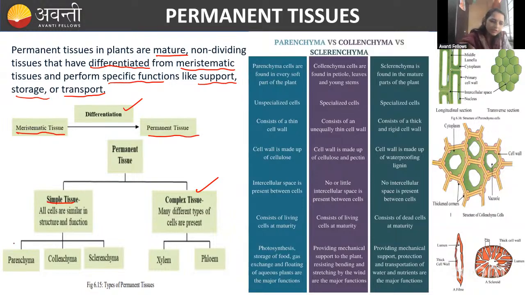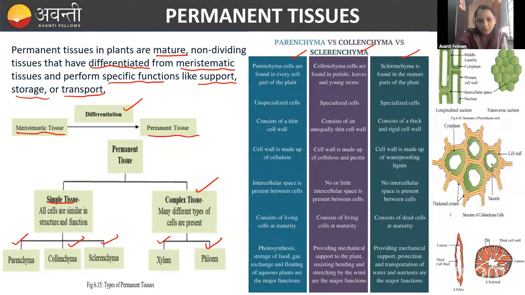In the simple tissue, the examples are parenchyma, collenchyma, sclerenchyma. And in the complex tissue, examples are xylem and phloem. Remember. I think you already studied these. This is not difficult for you all. Then coming to the parenchyma cell, collenchyma and sclerenchyma, here you have to mainly remember what the cell wall is made up of and what the function is, and all these things are important, guys.